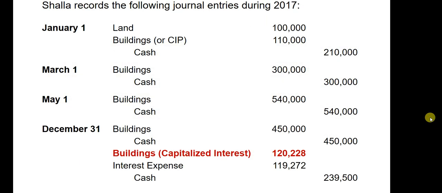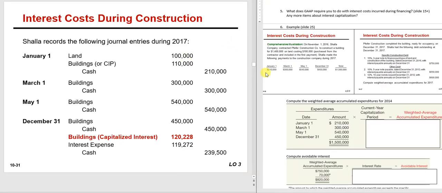All right, so here's my journal entries that I'll have. So make sure that you have your numbers in front of you. So if you go back on your handout, I've made a payment of $210, then $300, then $540, then $450. Okay, so this is what I need to do. So on the first one, notice it's $210. So the credits to cash are these payments.